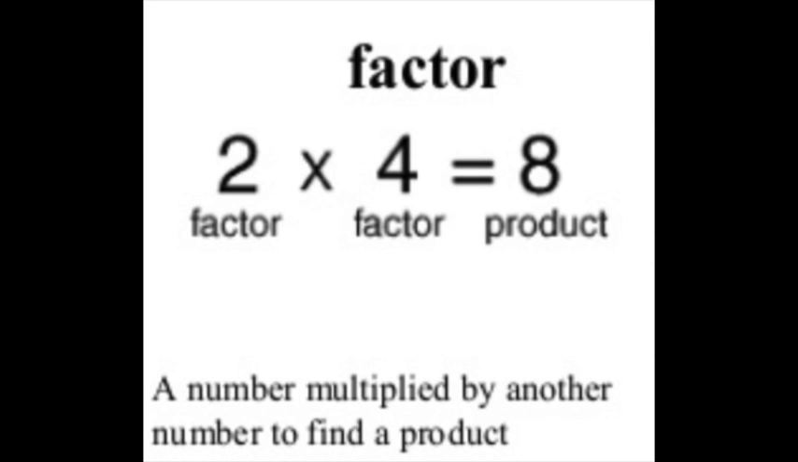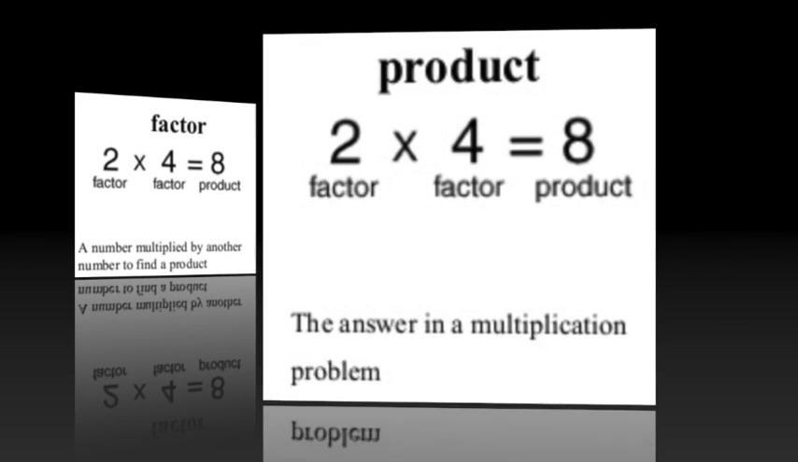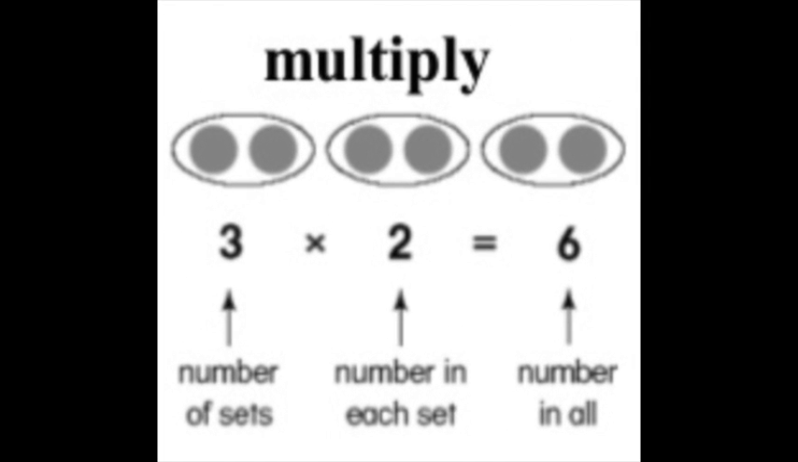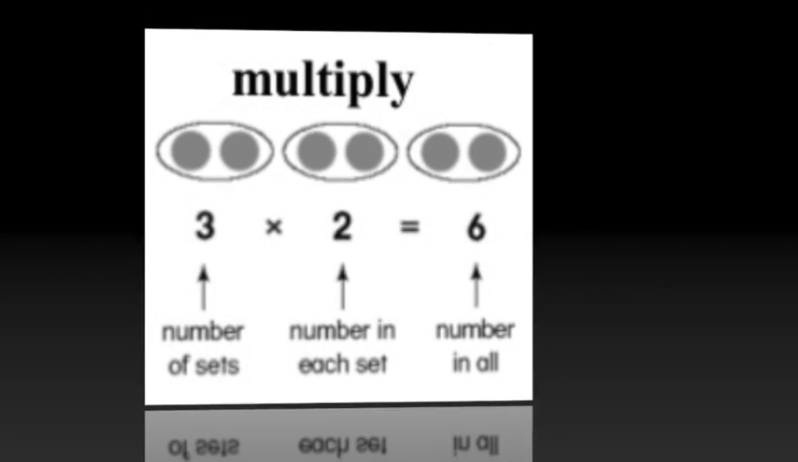Let's go through some vocabulary. Our factors are the numbers that we are multiplying by to find our answer. The product is the answer to your multiplication problem. When we multiply, we're multiplying the number of groups times how many in each to get a total.